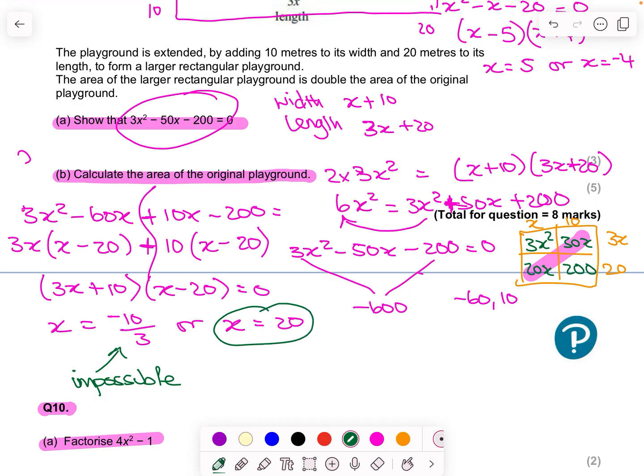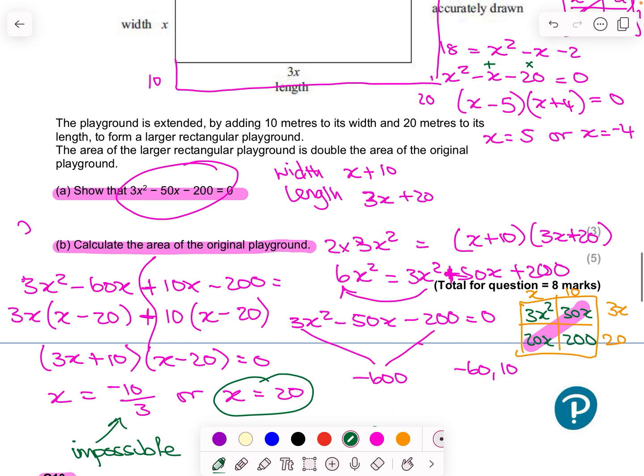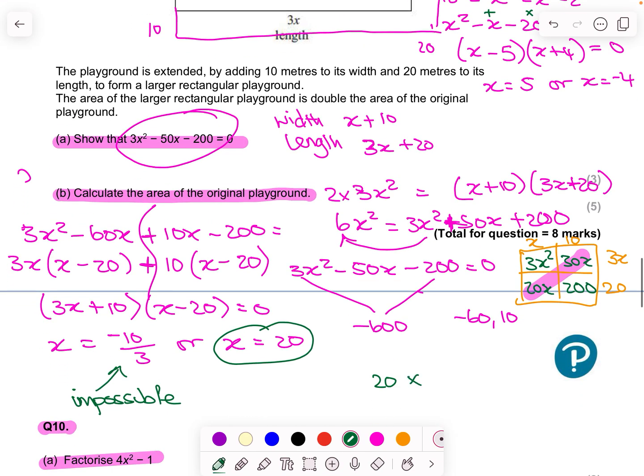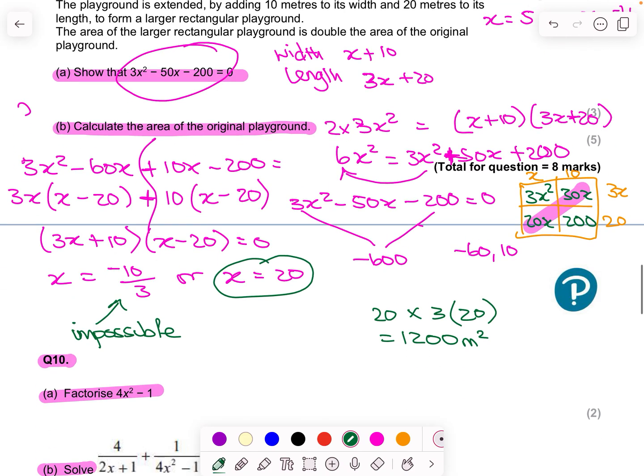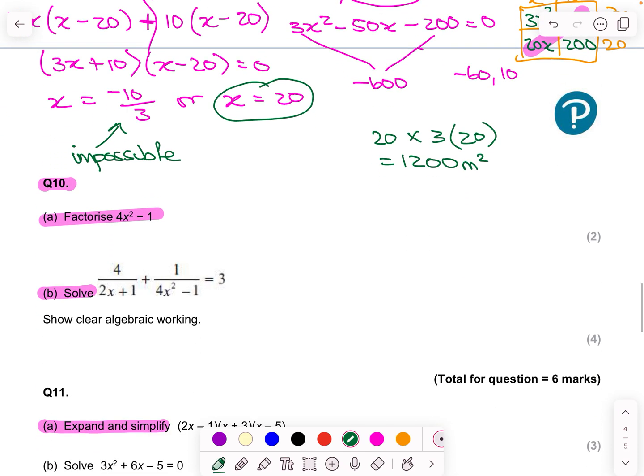And it asks for the original area of the playground. So it would be 20 times 3x. So 3 times 20, and so we multiply all of that together. 3 times 20 is 60, and so we get 60 times 20. 60 times 20 is 1,200 meters squared. That is your final answer. Not easy. Okay.